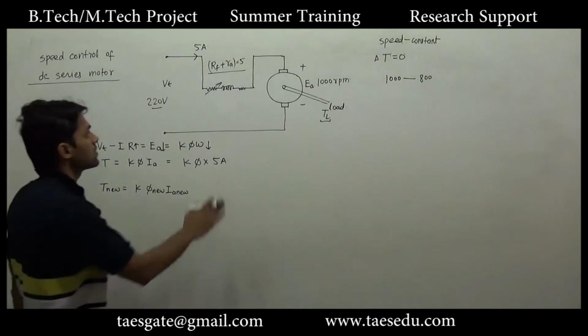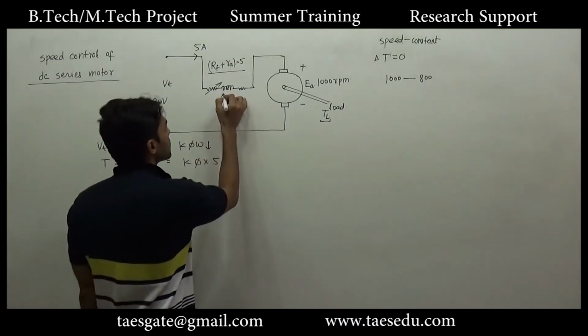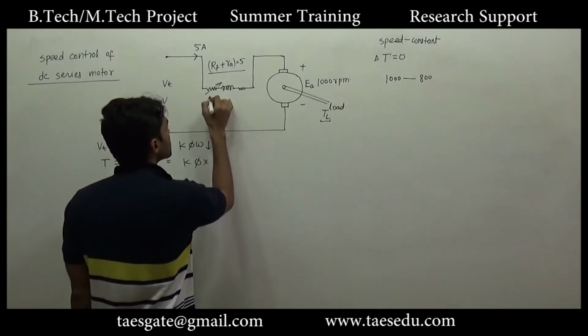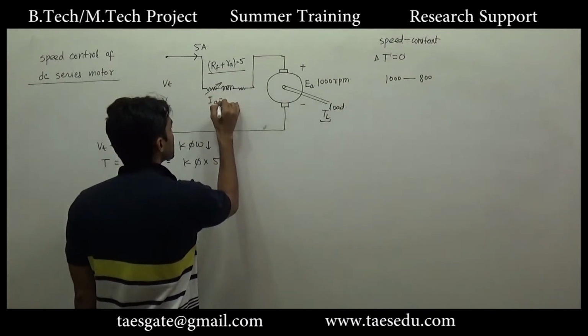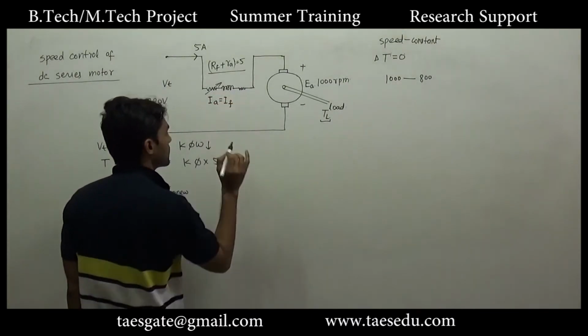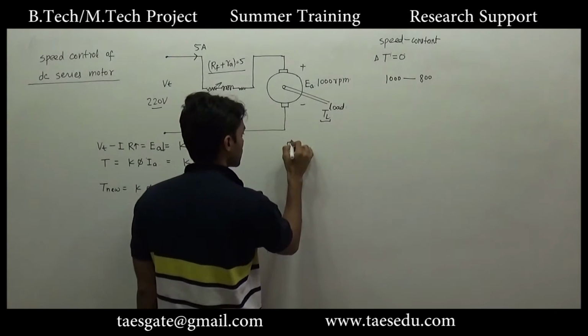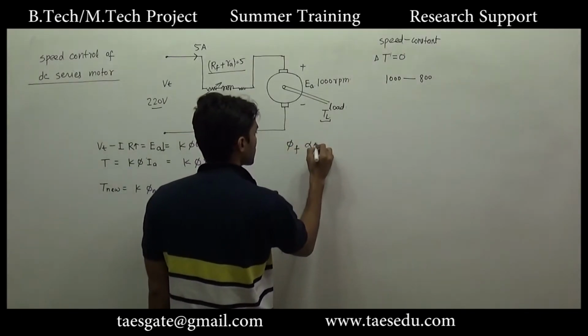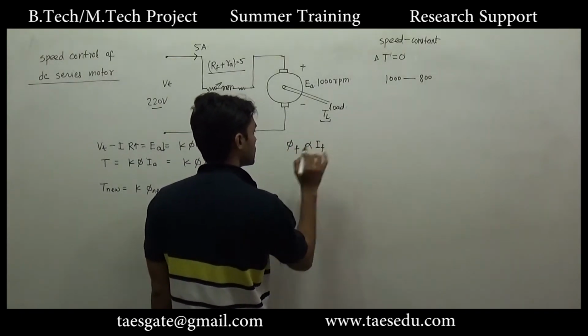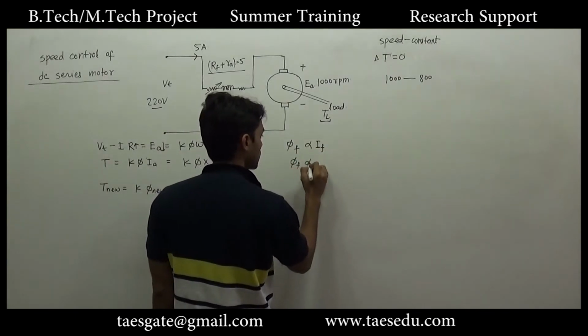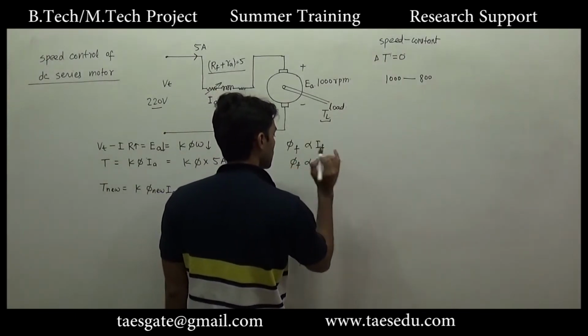Now if we talk about a DC series motor, armature current is equal to field current, and if we neglect saturation, the field flux is directly proportional to IF. IF is equal to IA. So the field flux is directly proportional to armature current.